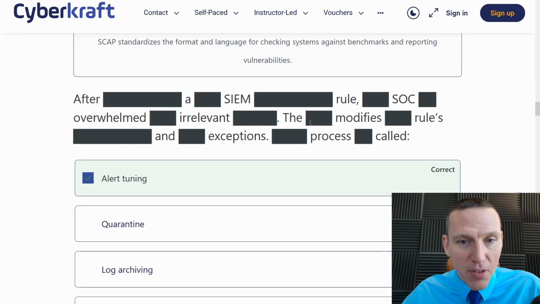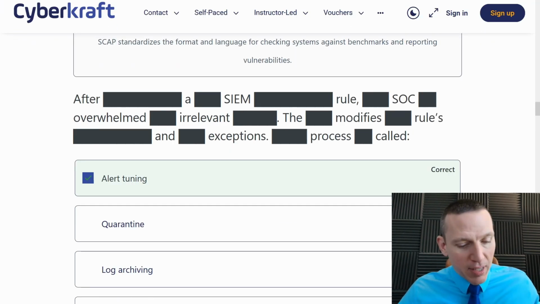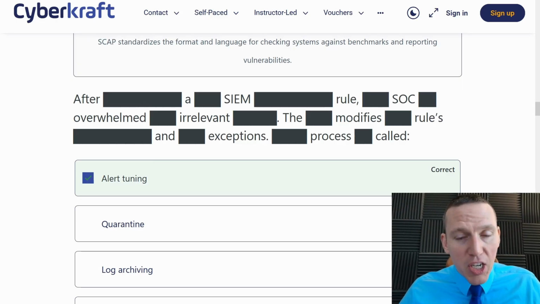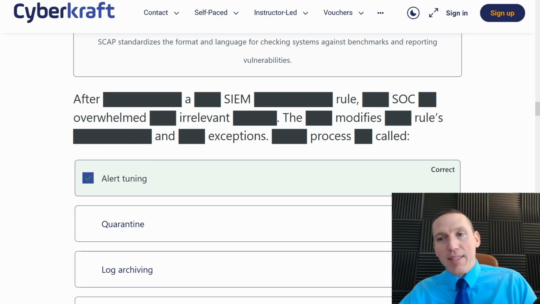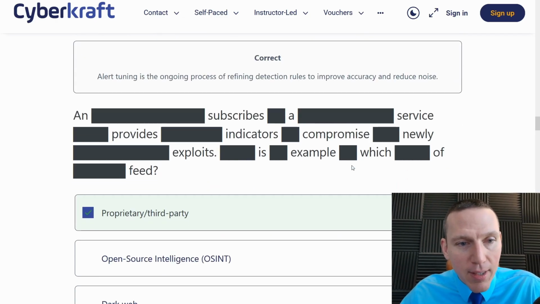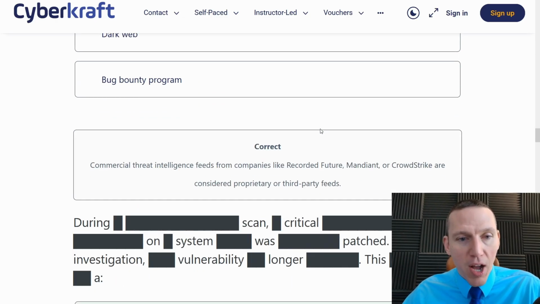SCAP, standardized. What does SCAP stand for again? I think it's... I can look it up now. I'm done with the question. Let's see. Security Content Automation Protocol. Okay, got it. Content. So alert tuning was correct. A proprietary third party. I think we got that one pretty confidently.